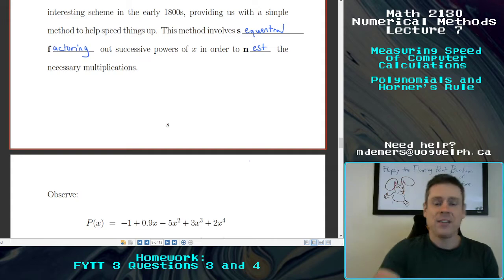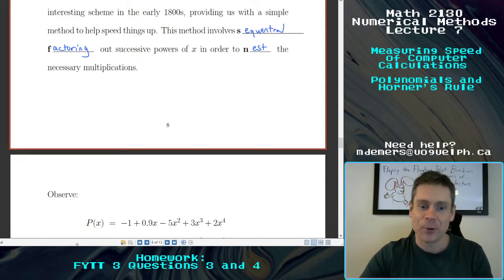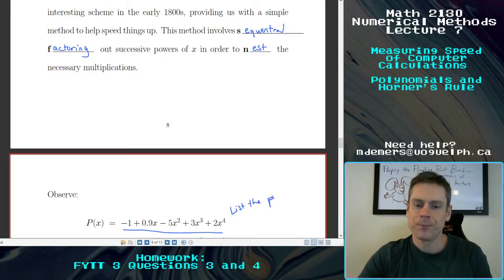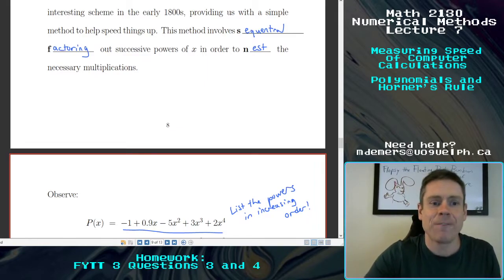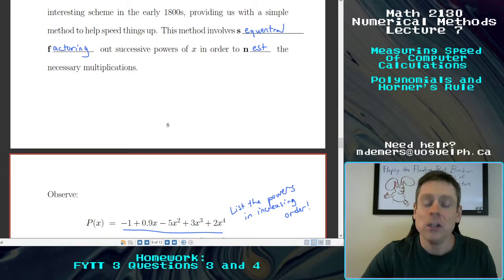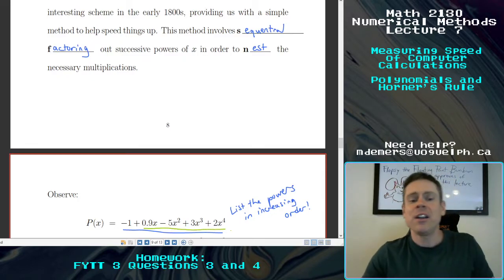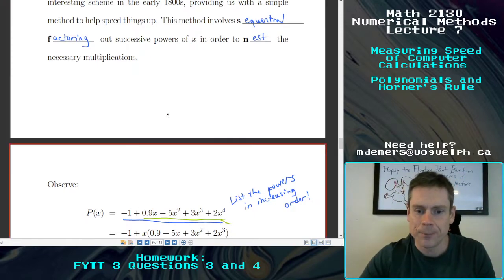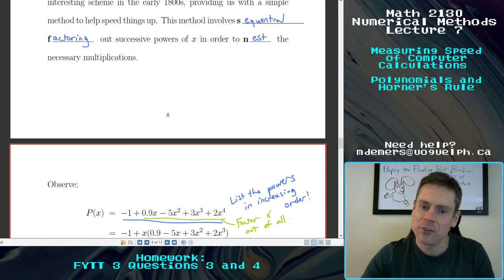So all you'll do is write out the polynomial in increasing order. I don't want to reveal all of the secrets yet. So we have p of x equals, all I've done is list the powers in increasing order now. And then once you've got that, I want to look at the first term where there's an x. All subsequent terms are going to have x's in them as well. And what we're going to do is factor x out of those remaining terms. So factor x out of all terms but the first.